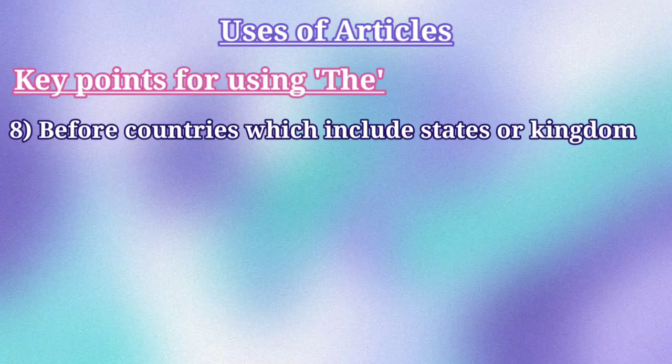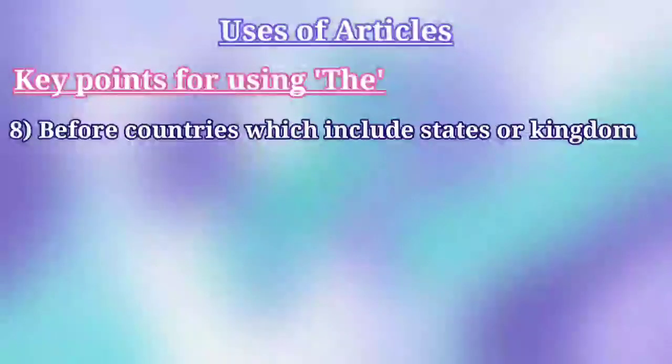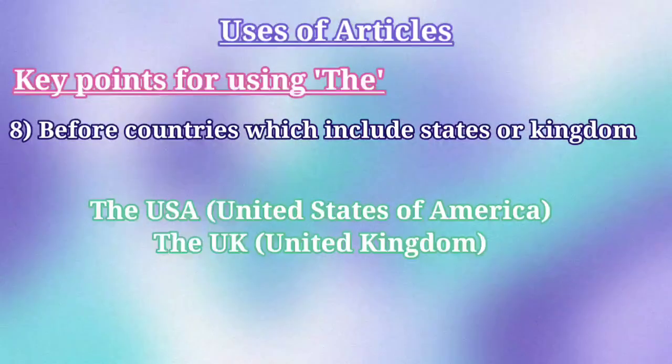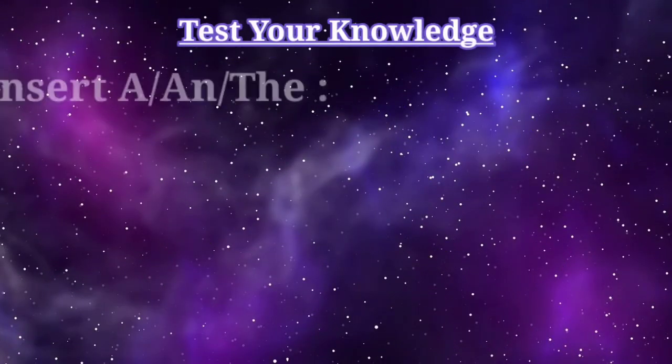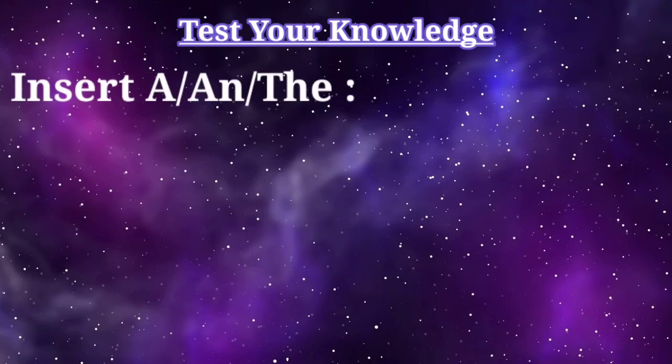Then before countries which include states or kingdom, like the USA means United States of America, the UK, the United Kingdom, like Great Britain. Okay children, so you have to practice the key points for using the. Now let's test your knowledge. Insert a, an or the where necessary.